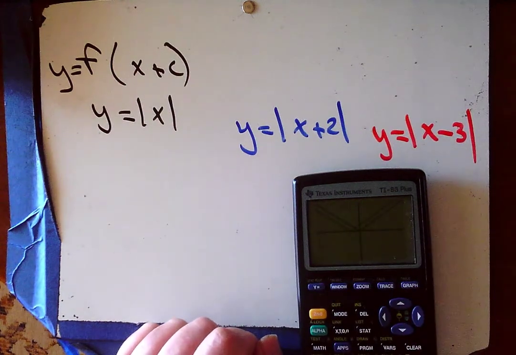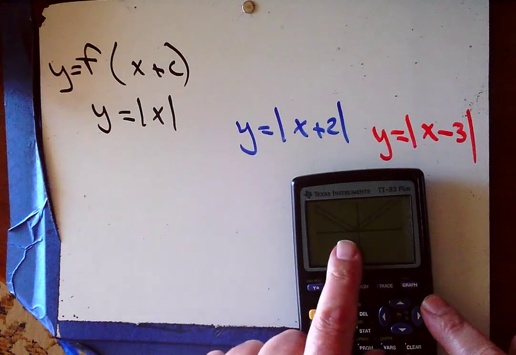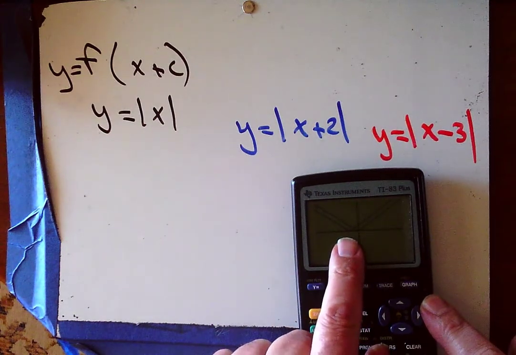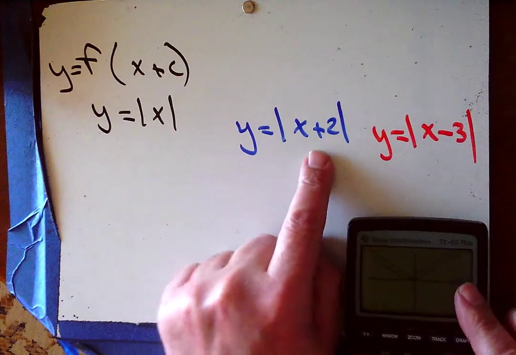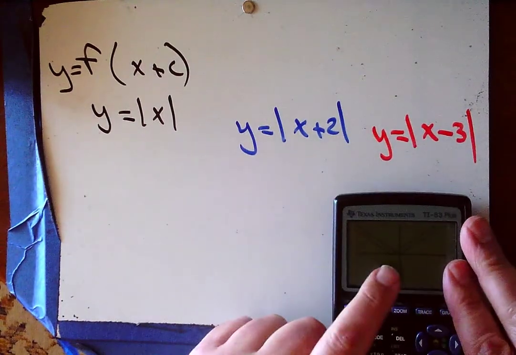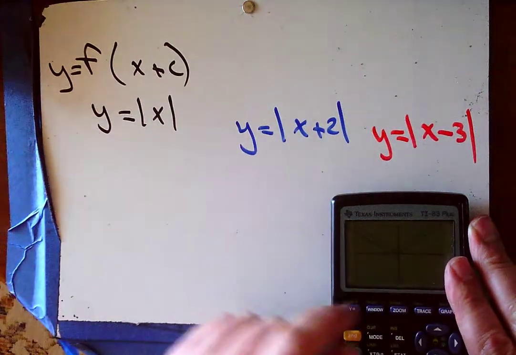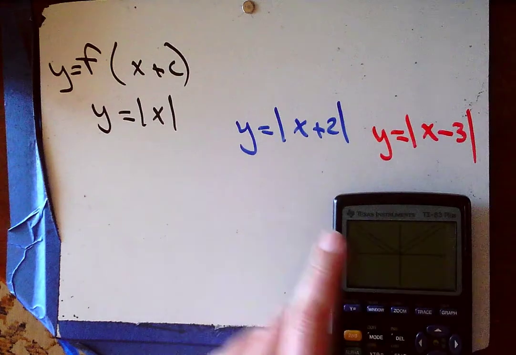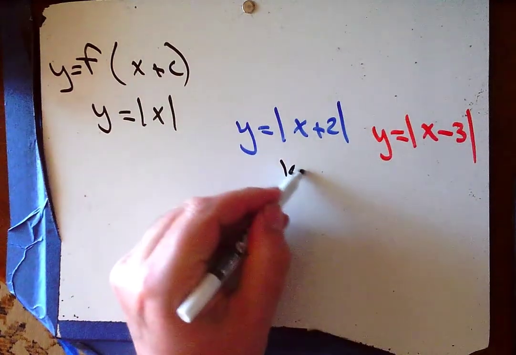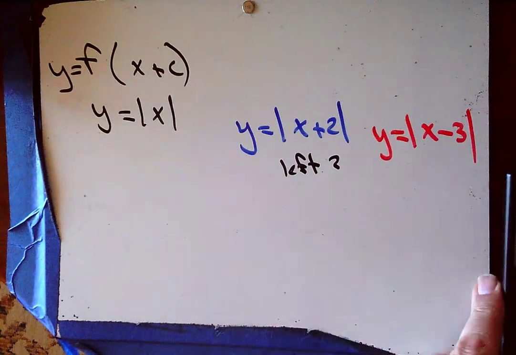All right, now I see my reference graph here with its vertex at (0, 0). Look where this one is. Now, a lot of students say, plus 2, shouldn't I move that way too? But this moved that way too. This moved left too. Huh. Well, I wonder what's going to happen when we do this one.